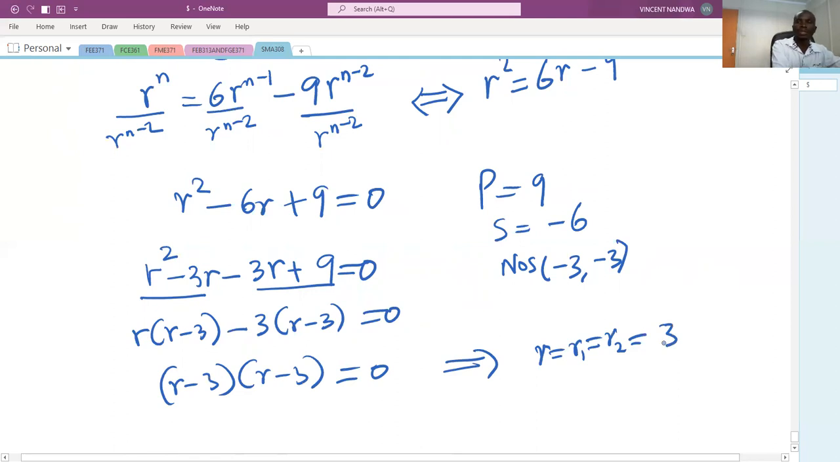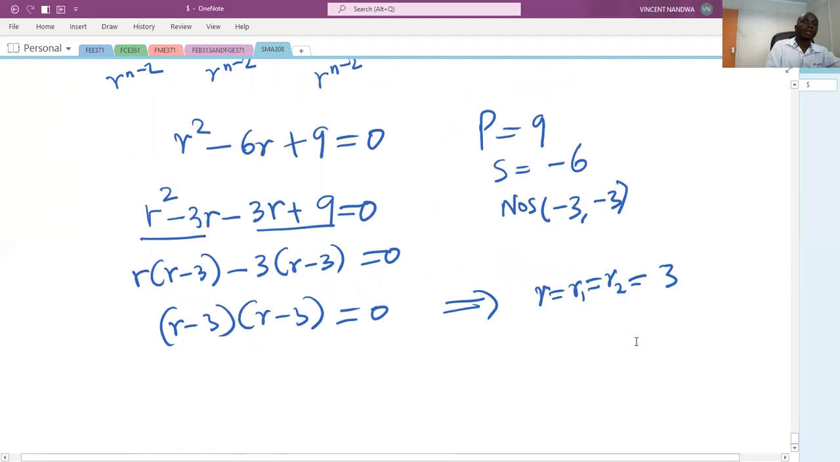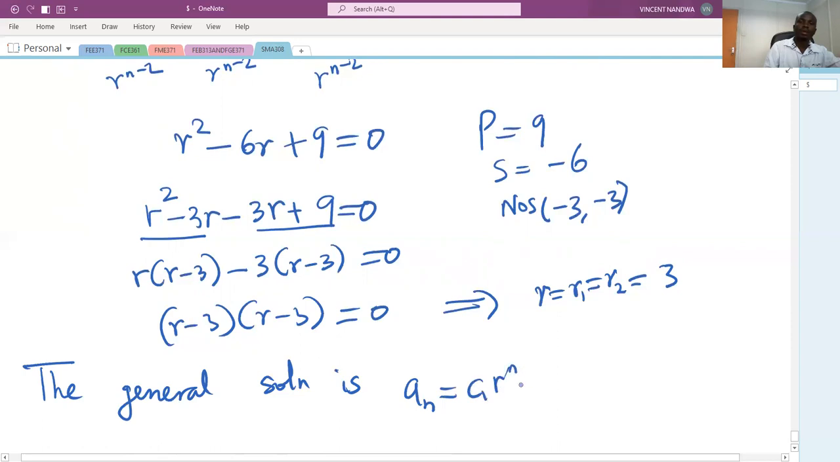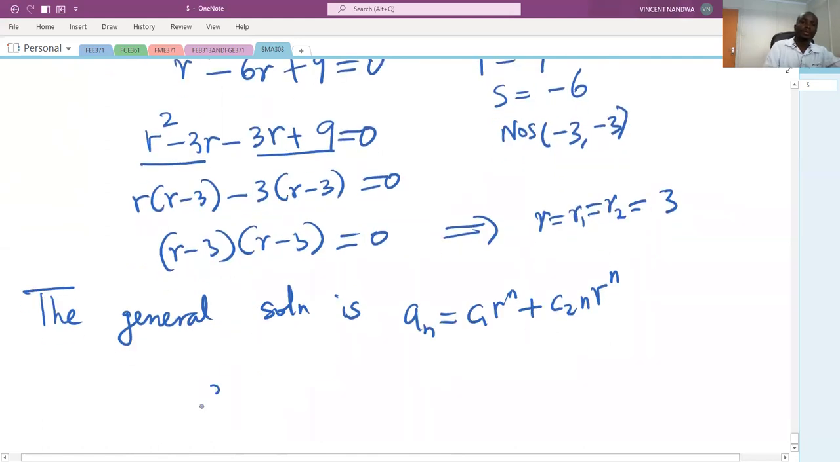So these are cases of a repeated root, and the general solution for that case is a_n equals c1 r^n plus c2 n r^n, which will be a_n equals c1 3^n plus c2 n 3^n.